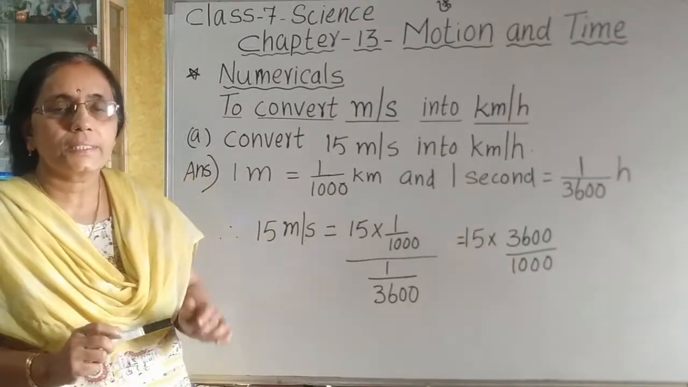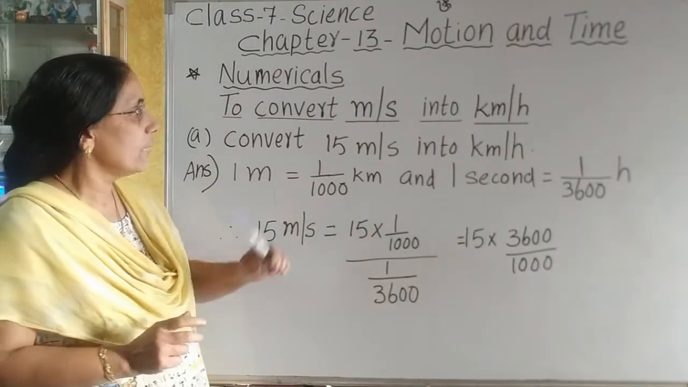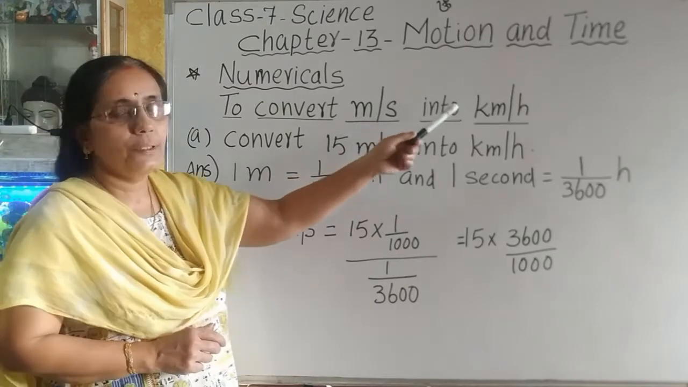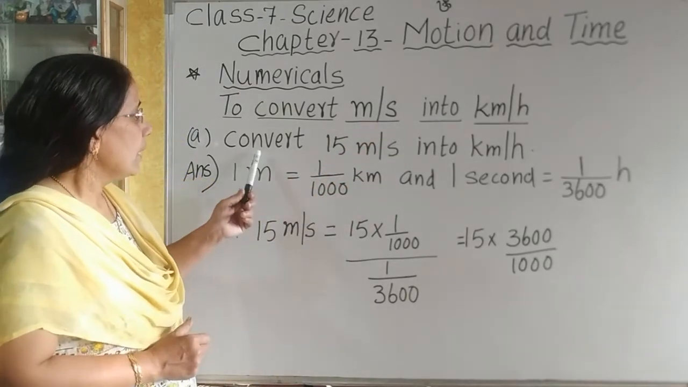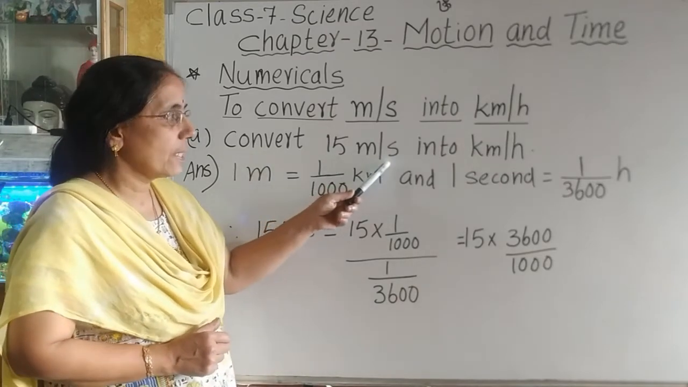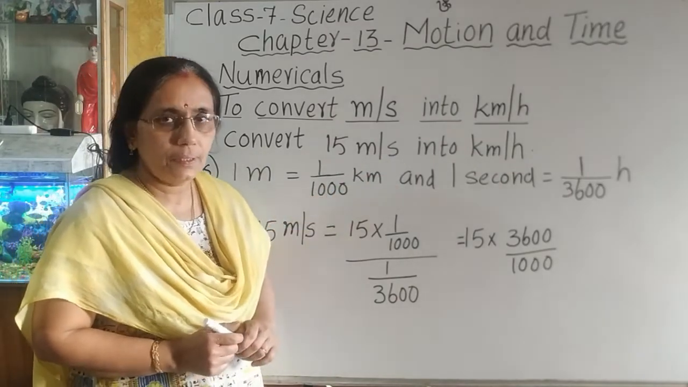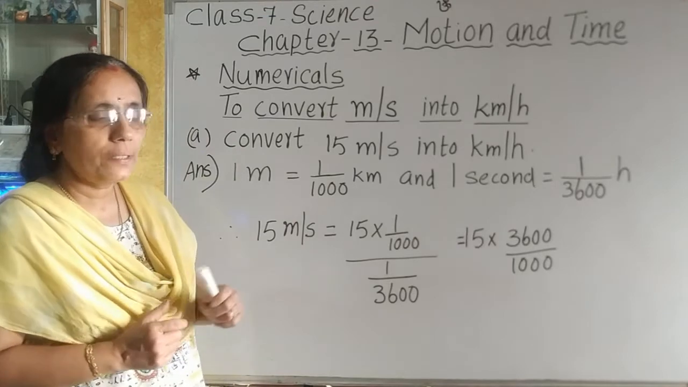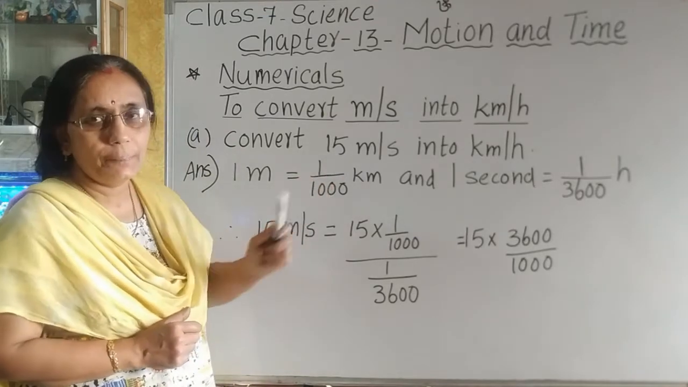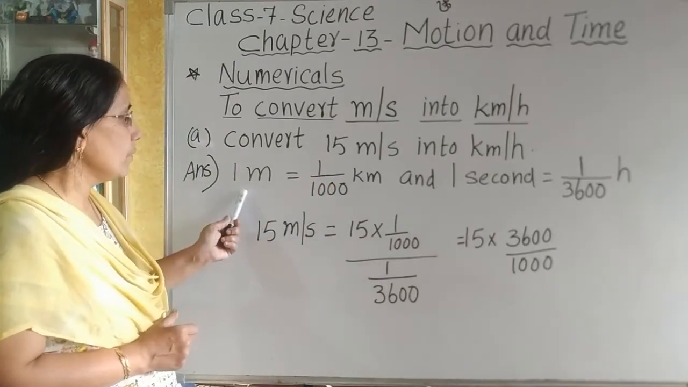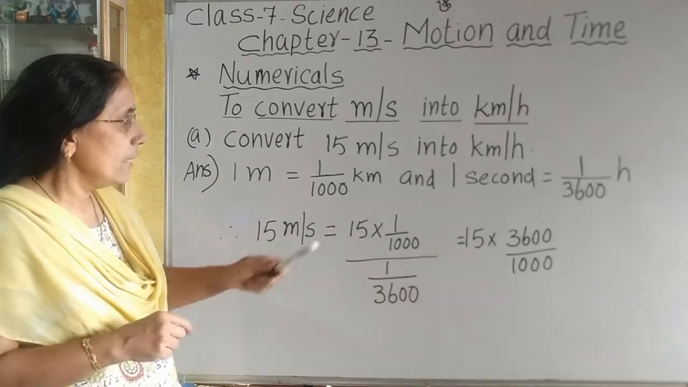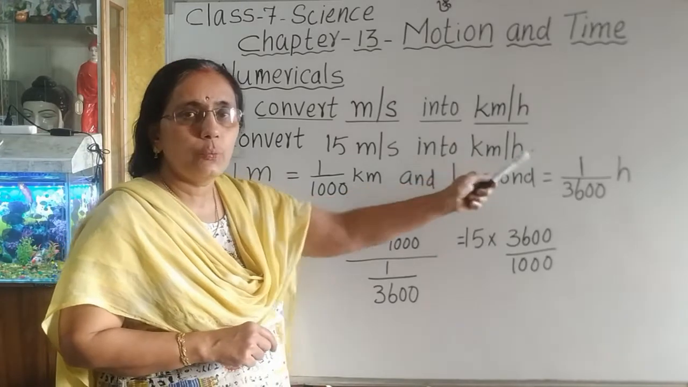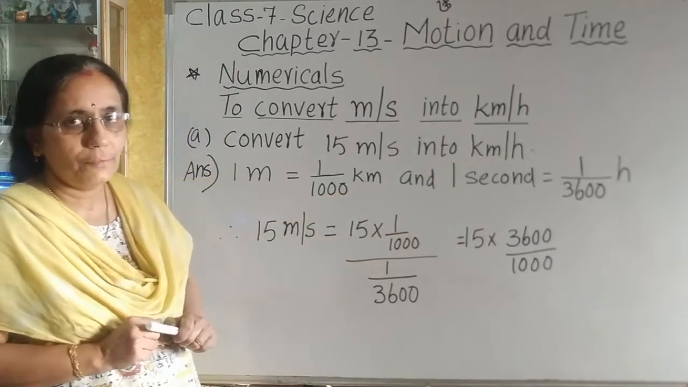Now let us discuss another type of conversion, that is meter per second into kilometer per hour. Let us see the first example. Convert 15 meter per second into kilometer per hour. So what is the given speed? 15 meter per second. And we know that 1 meter is equal to 1 by 1000 kilometer and 1 second is equal to 1 by 3600 hours.